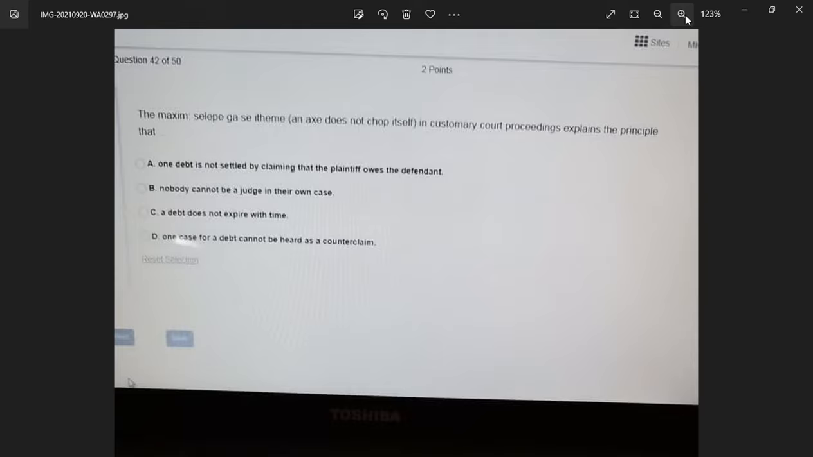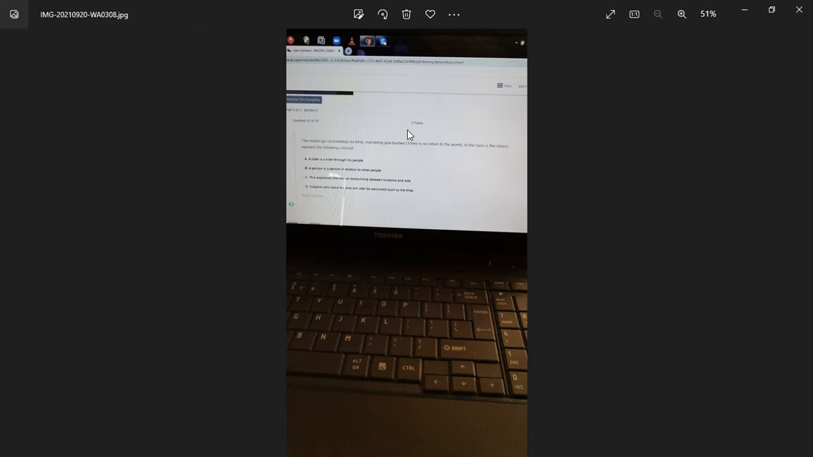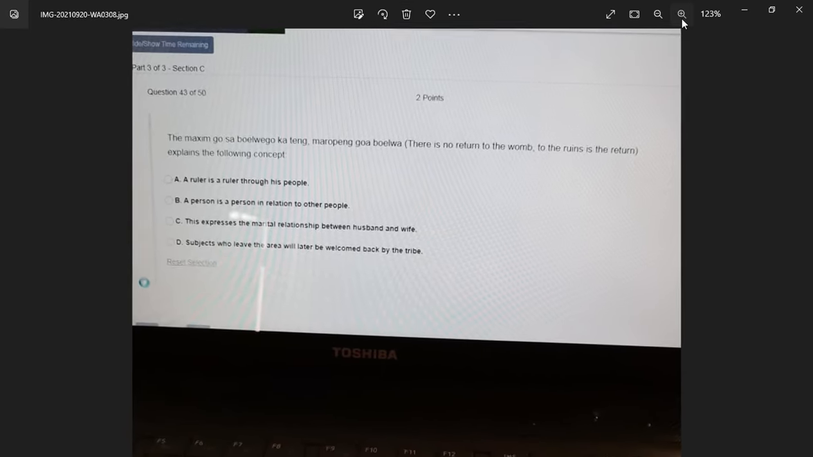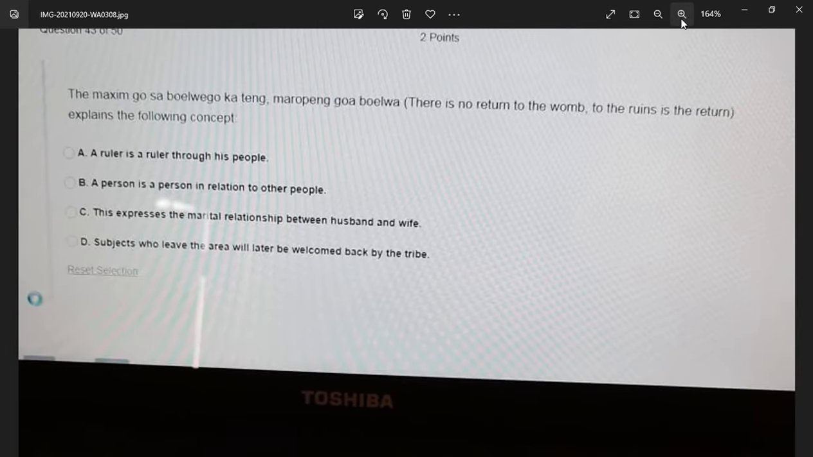The maxim selepe ha se term in customary court proceedings, or maybe I can read that in brackets: an axe does not chop itself. Okay, let me start. The maxim selepe ha se term, an axe does not chop itself in customary court proceedings, explains the principle that, okay, here comes a difficult one. I do not even know how to read these words here. You just need to please forgive me.